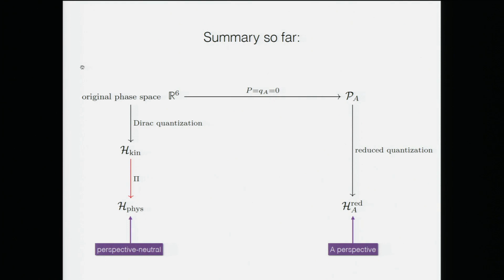So what we have so far is we started with the original phase space of three particles, six-dimensional. Classically, we do reduction by solving the constraint and gauge fixing. Then we can do reduced quantization to the reduced Hilbert space. That's basically the quantum A perspective. If you do Dirac quantization, you get to the physical Hilbert space that I interpret as the perspective neutral Hilbert space. And now the question is how to link these two.